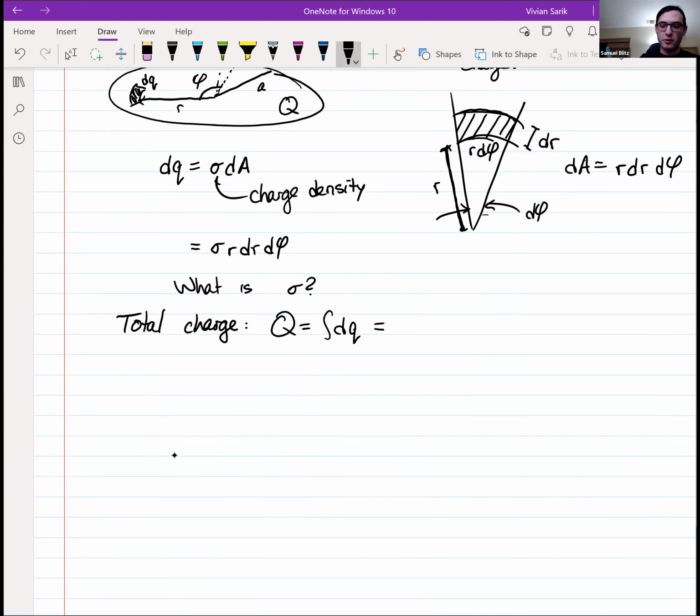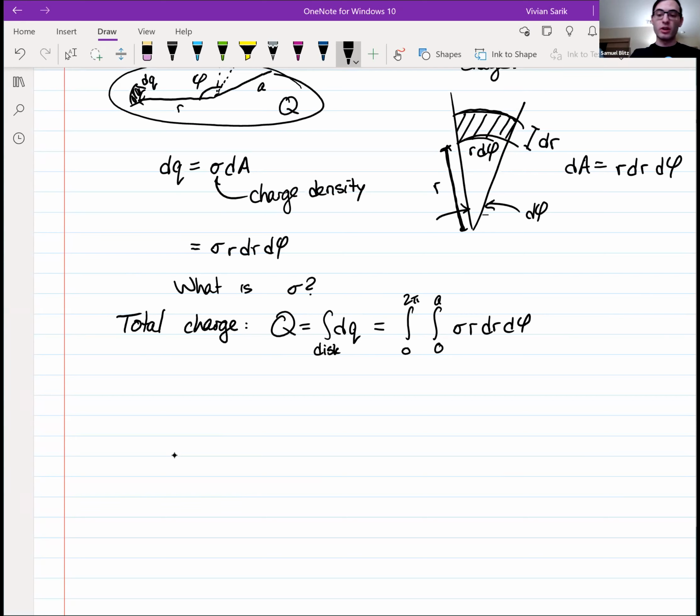But dq, this is over the disk. dq is sigma times r dr d phi. So this is an integral over a disk in terms of the polar coordinates r and phi. So we would have an integral from 0 to 2 pi, and an integral from 0 to a, because that's the size of the disk, of sigma times r dr d phi. It says disk, just written poorly. It's an integral over a disk, right?